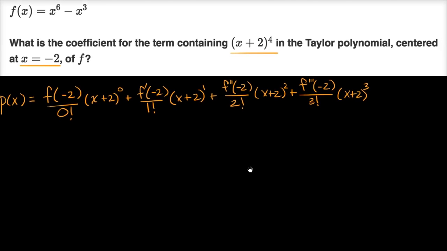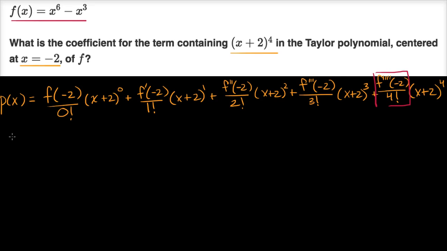And now this is the part that we really care about, plus the 4th derivative. I could have just written a 4 there, but I think you get what I'm saying. And then evaluate at x equals negative 2 divided by 4 factorial times x plus 2 to the 4th power. So what's the coefficient here? Well, the coefficient is this business. So we need to take the 4th derivative of that original function, evaluate it at negative 2, and divide it by 4 factorial. So let's do that.